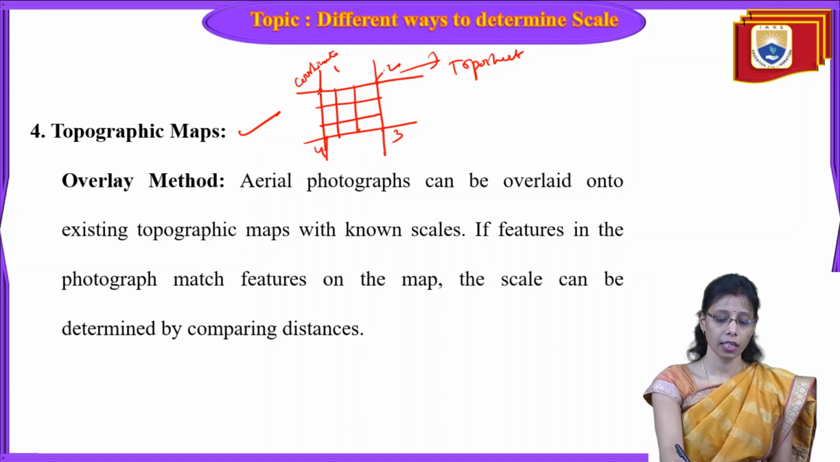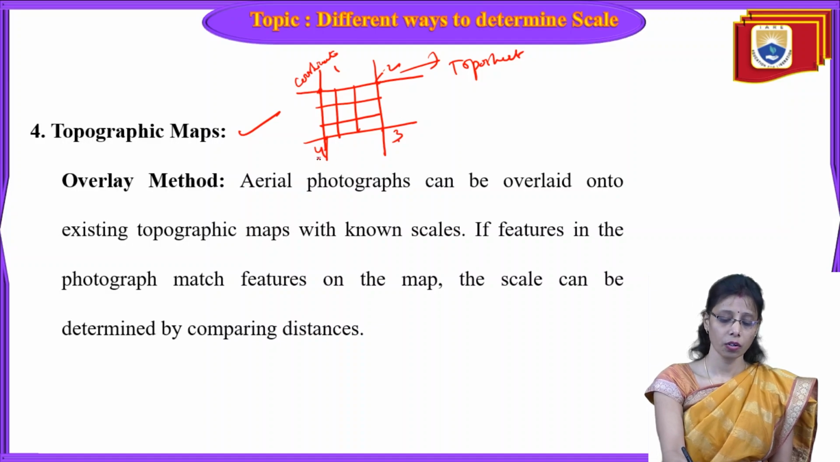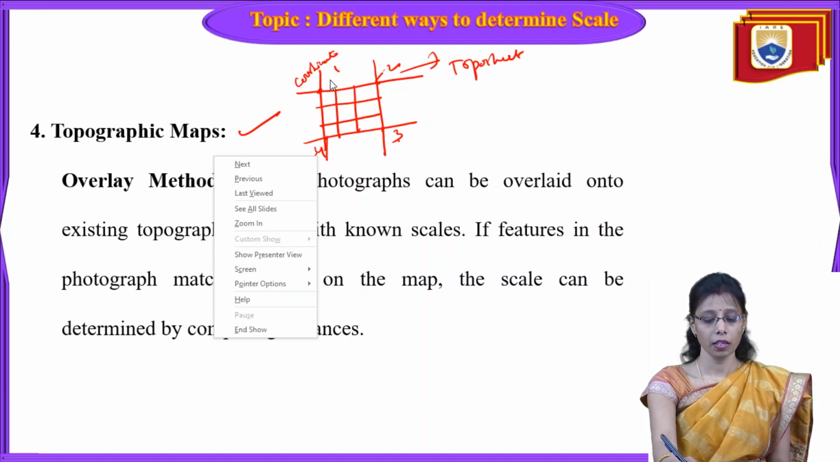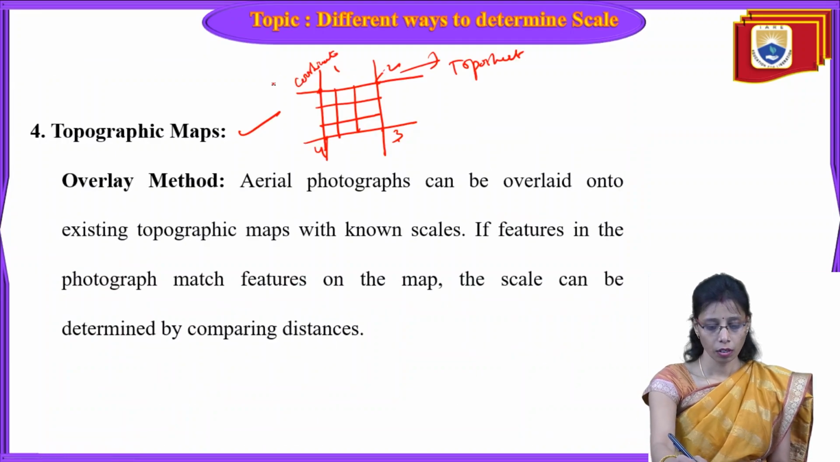So on the left side you have the upper corner, coordinate 1, then on the right side you have coordinate 2, then down right you have coordinate 3, and again you have coordinate 4. So you have 4 coordinates on the map. This topo sheet has coordinate information, like latitude and longitude.